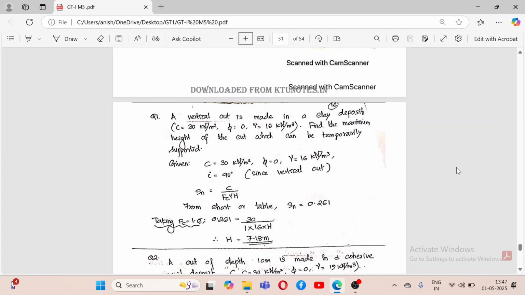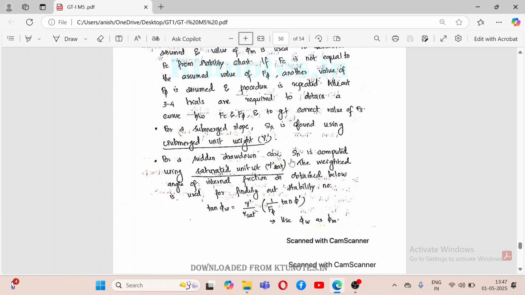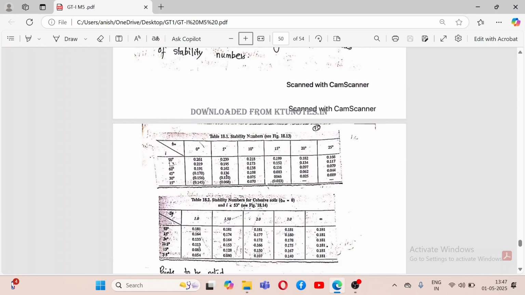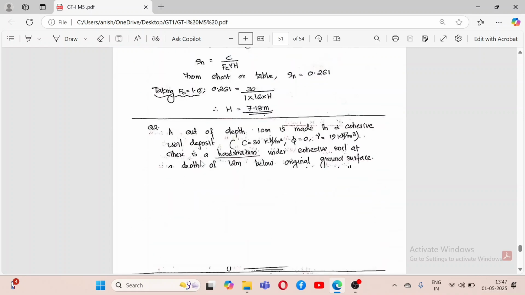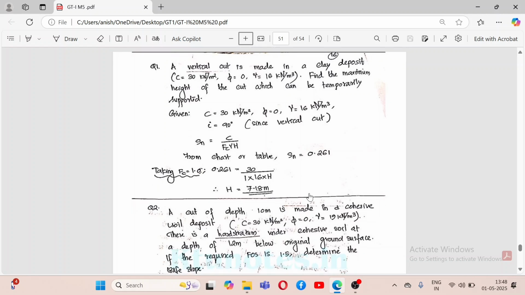C is equal to 30 kilonewton per meter square, phi is given 0, gamma is given 16 kilonewton per meter cube. As it is a vertical cut, we have i equal to 90 degrees. From the stability chart, i equal to 90 and phi equal to 0, what is the value? It is 0.261. Right, you got the value Sn as 0.261. So taking Fc equal to 1, 0.261 is equal to 30 divided by 1 into 16 into h. You get the height of the vertical cut.